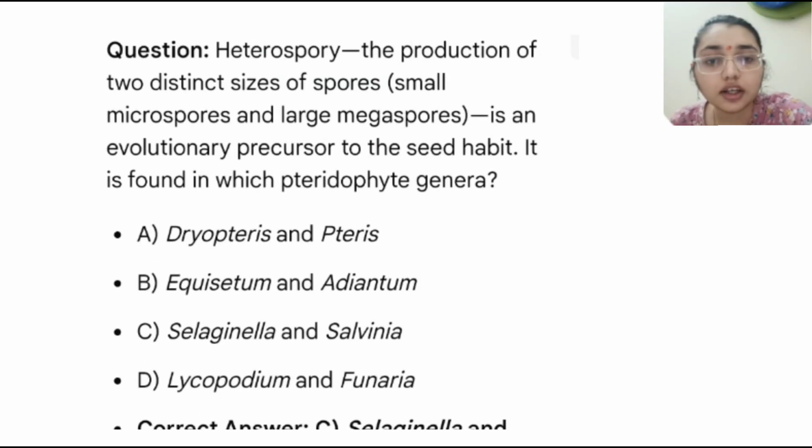Here there is heterospory, plant kingdom, pteridophyte. This question is, the heterospory produces two distinct sizes of spore, small microspore and large megaspore, an evolutionary precursor to the seed habit. It is found in which of the pteridophyte genera? That is Selaginella and Salvinia, while most primitive pteridophytes are homosporous that produce a uniform type of spore. The advanced genera like Selaginella and Salvinia are heterosporous, because here the female gametophyte is inside the parent sporophyte tissue, representing a key evolutionary step toward the seed development.